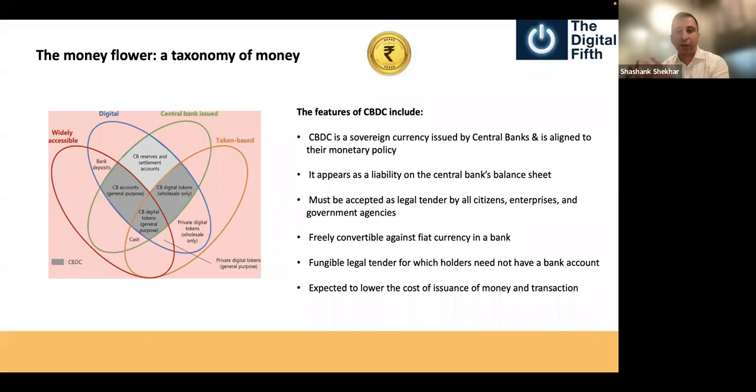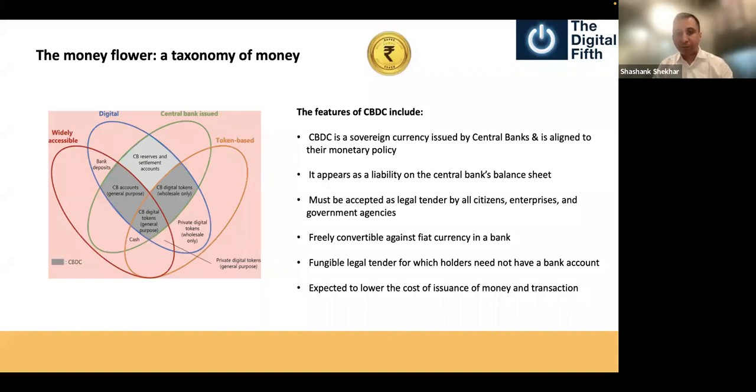It means that currently the liability lies with the banks with whom we hold an account, but here it's going to be on the central bank's balance sheet, a liability with RBI. It can be used as legal tender by enterprises, citizens, and government agencies, freely convertible with fiat currency. As I was saying on the previous slide, currently it has been put as 1:1. It's not going to be the kind of trading value mechanism that we currently see with cryptocurrency. It's going to be completely linked to your fiat currencies.